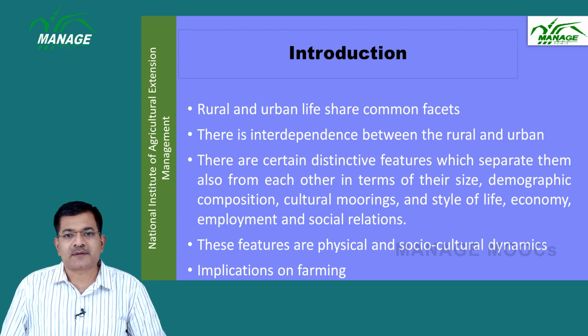There is also a lot of interdependence between the rural and urban life because in case of rural scenario, the rural people depend on the finished products of the urban areas and the urban people depend on the raw materials from the farmers and their agriculture. There are certain distinctive features which separate them from each other in terms of their size and demographic composition and also the cultural moorings and the style of life, the economy, employment and social relations. But despite these features, there are also the physical and socio-cultural dynamics that have implications on farming more from the rural area than the urban scenario.